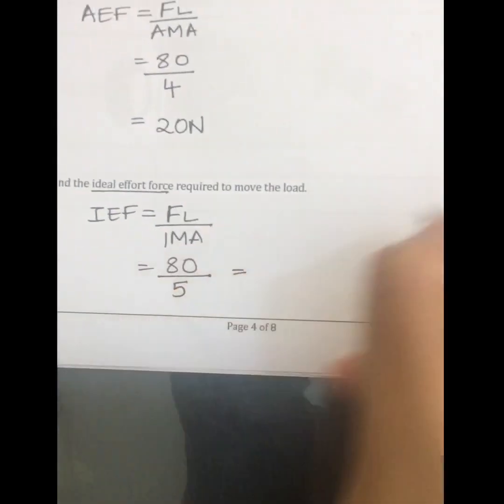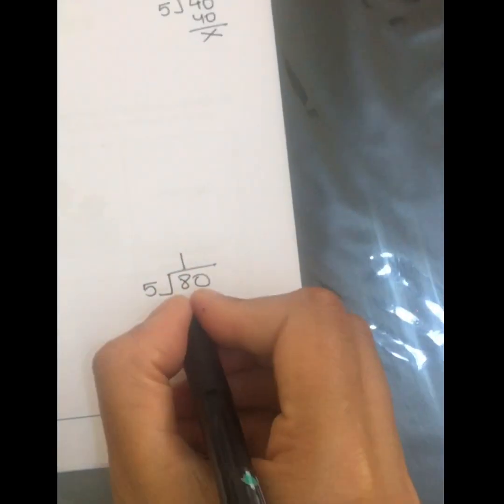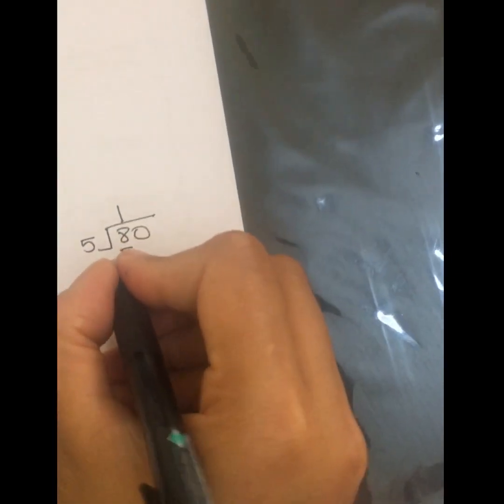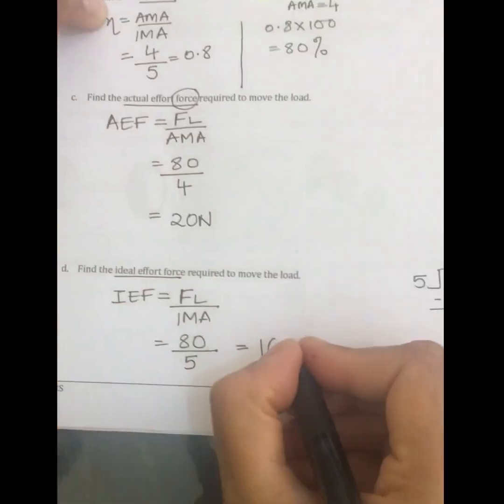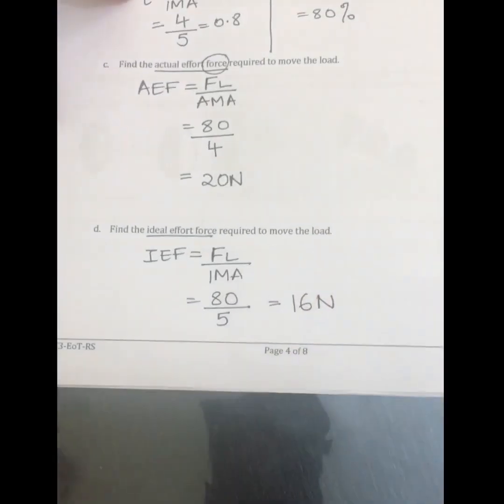80 divided by 5. You can do long division. 5 ones are 5. 8 minus 5 is 3. Bring down the 0. 5 sixes are 30. So this is 16. Again force, so Newton.